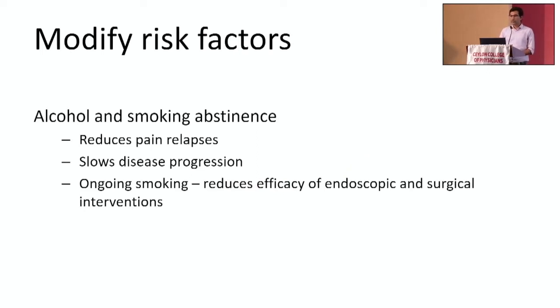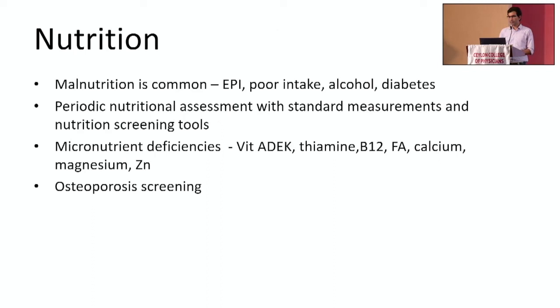So with regard to modifying risk factors, the most important lifestyle modification would be abstinence from alcohol and smoking. It has several benefits, which include reduction in pain relapses, and it has been shown to slow the disease progression. Ongoing smoking has also been shown to reduce the efficacy of endoscopic and surgical interventions for chronic pancreatitis.